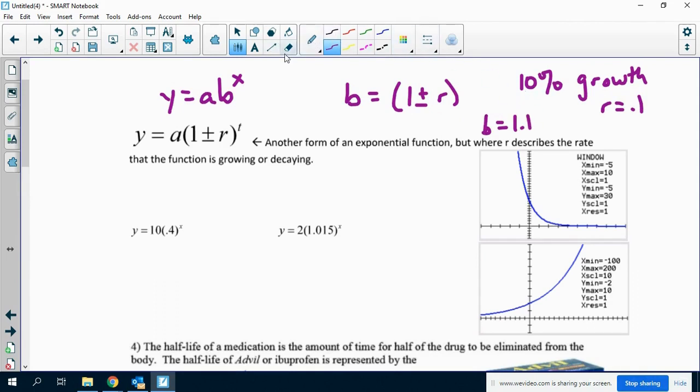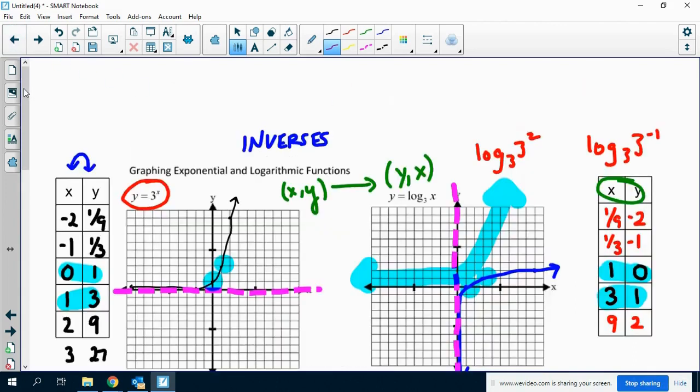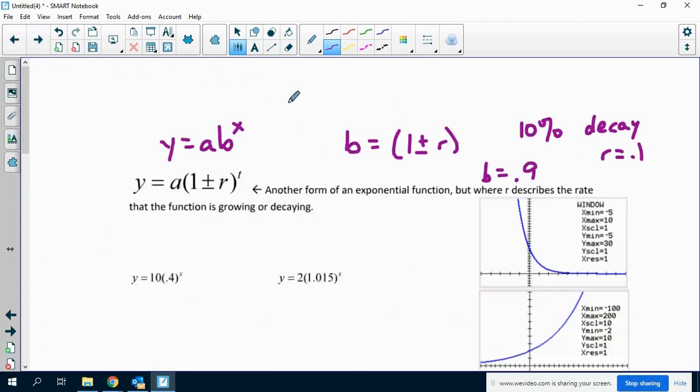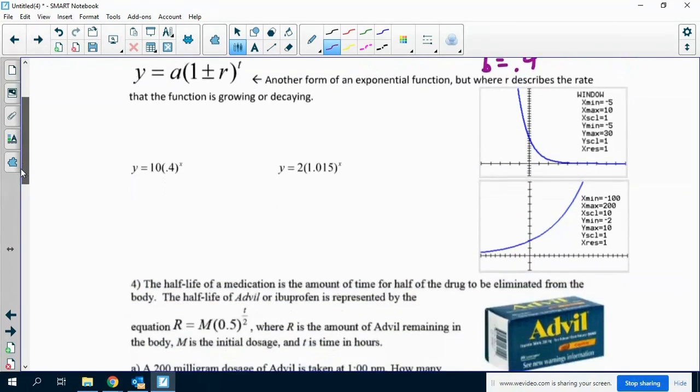If the rate is decay, let's say instead of growth, it is decay, then it would be 1 minus 0.1. So b in that case would be 0.9. Now notice that both of these meet exactly the same criteria that we talked about here. So when there was a growth rate, then b ends up being bigger than 1. If there was a decay rate, then b ends up being less than 1. So that is pretty straightforward.